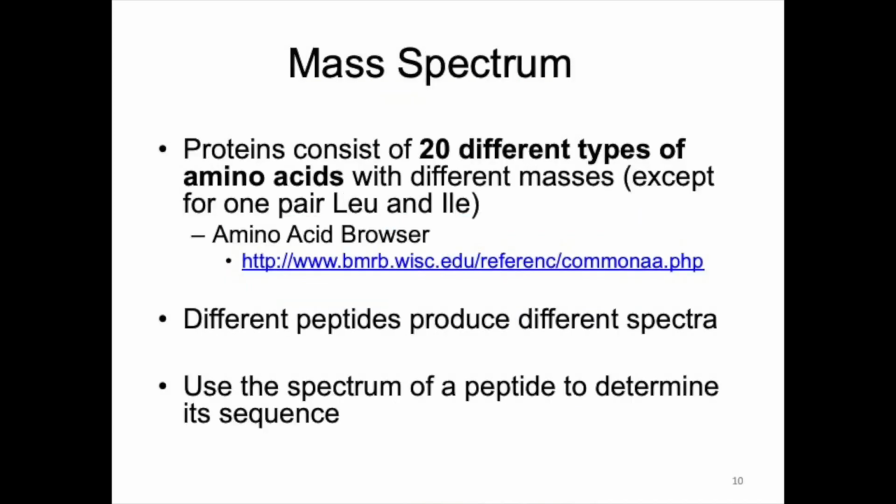For mass spectra, some points we want to mention. Proteins commonly consist of 20 different types of amino acids with different physical-chemical properties. While there are exceptions in some species, the amino acid composition is different than ours.